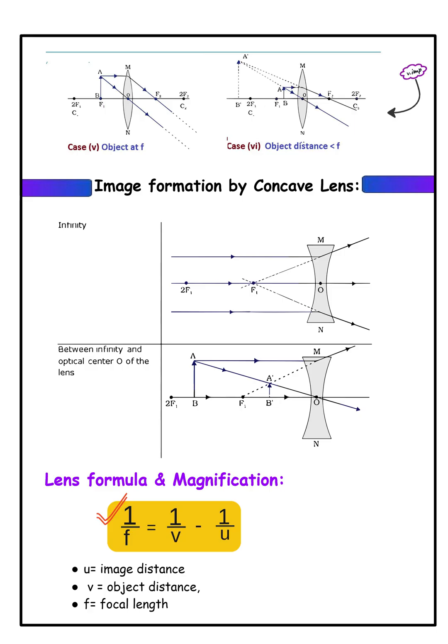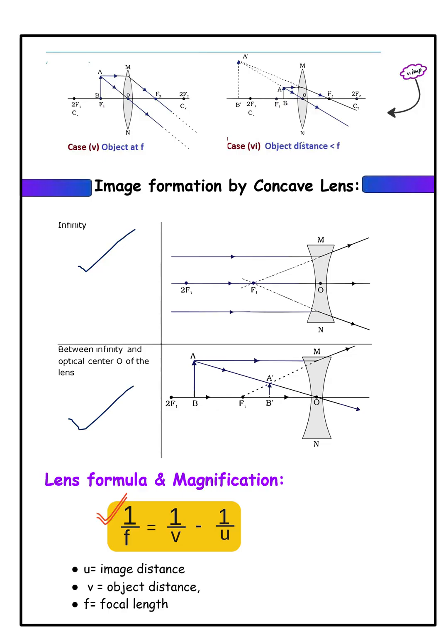Further, we have case 5 where the object is at f, that's the focal length, and here the object distance is less than f. So I request students that you draw all these diagrams in your notebook, please. Further, if we go, we find the image formation by a concave lens. Now here you find the object is at infinity, and the second diagram tells you between infinity and the optical center of the lens. So these two diagrams also you can draw in your notebook.